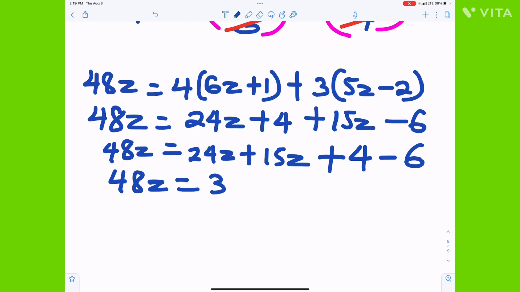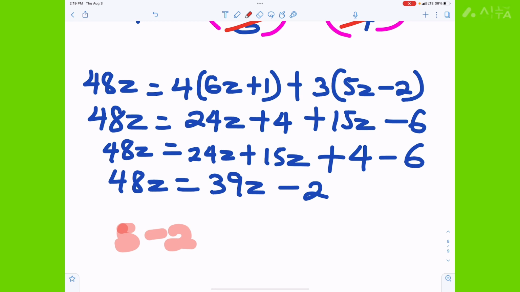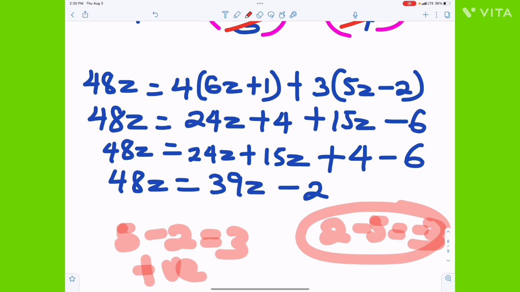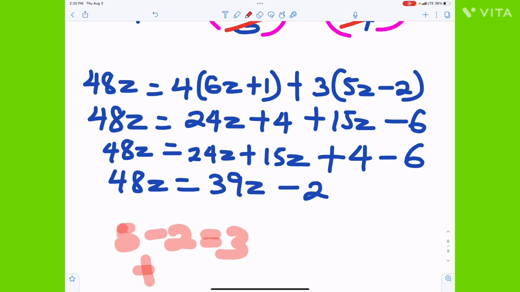24z plus 15z gives me 39z minus 2. 4 minus 6 is minus 2. Take note, there are two differences between a number. 5 minus 2 will give you 3. This is a positive difference between 5 and 2. But 2 minus 5 will give you what? Minus 3. This is a negative difference between 5 and 2. So take note, you should know the meaning of negative and positive difference. You understand? You will be doing it a lot in your work.